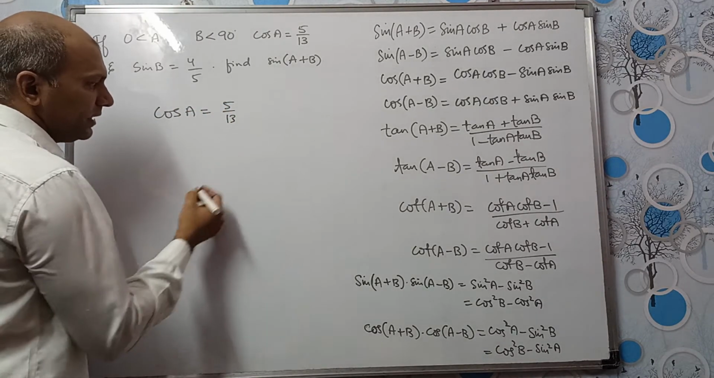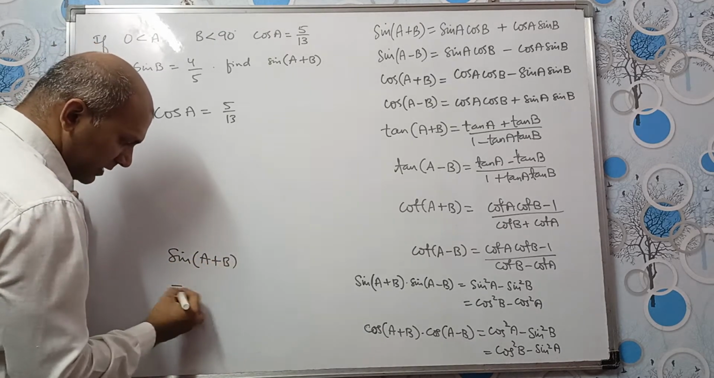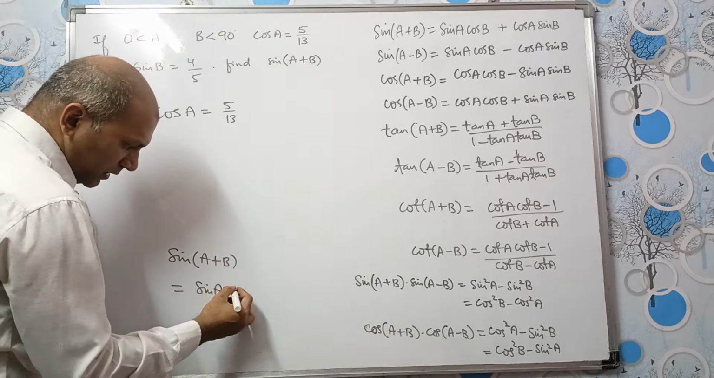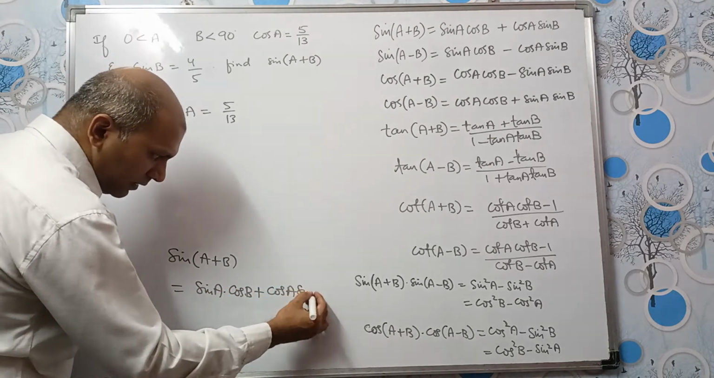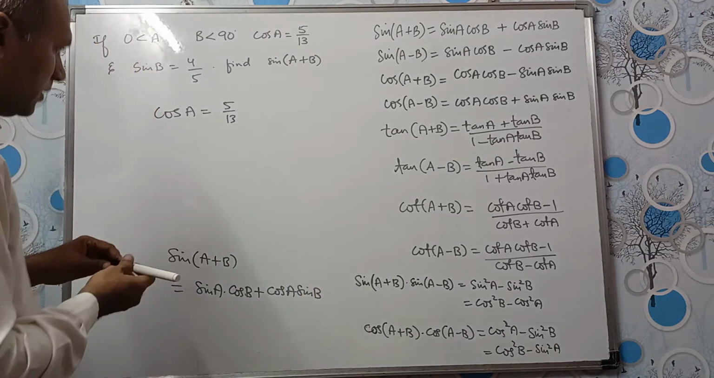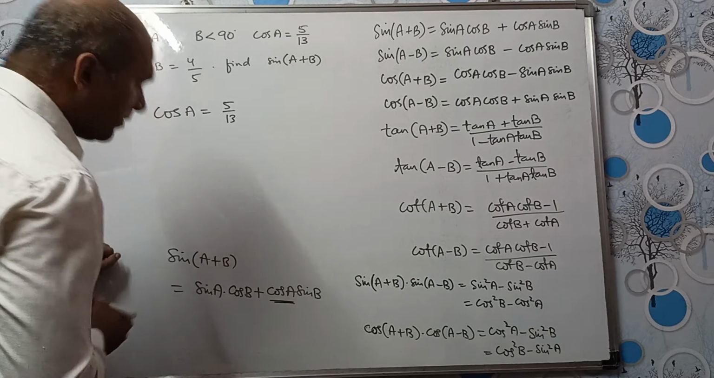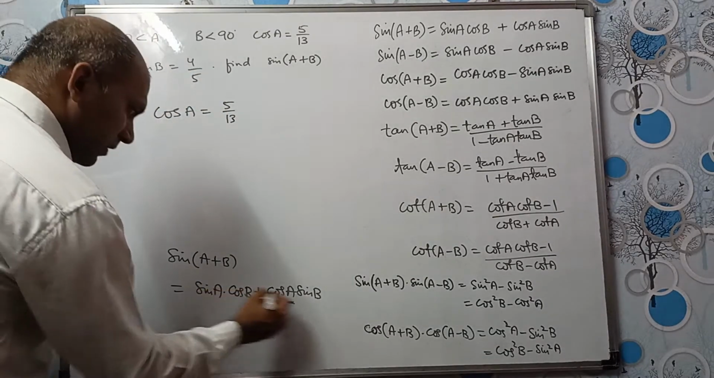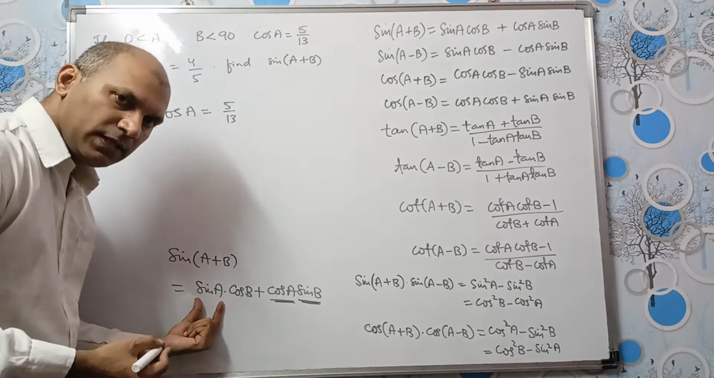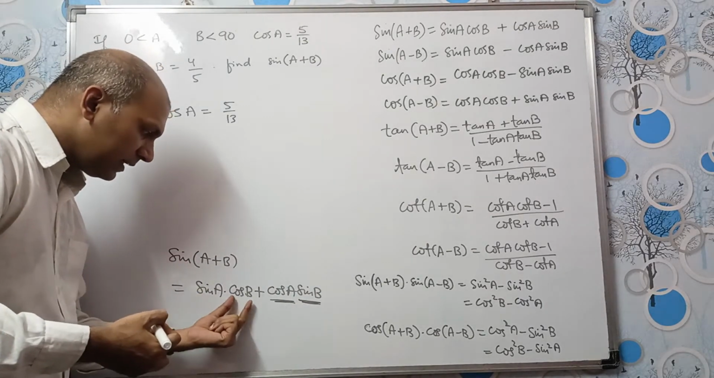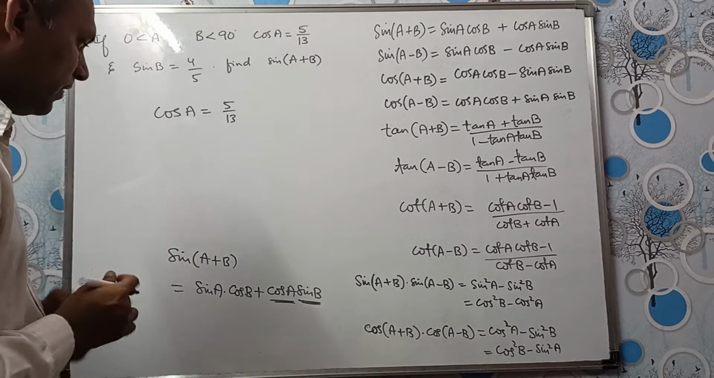We need to find sin A plus B. If you expand sin A plus B, it will be sin A cos B plus cos A sin B. We are given cos A and sin B. We don't have cos B and we don't have sin A. We need to find sin A and cos B from the given information. How should we find that?